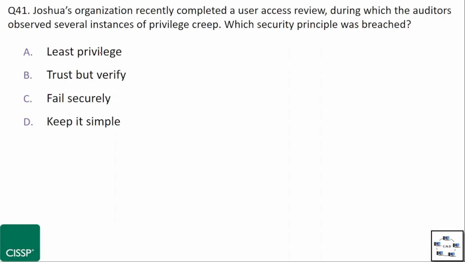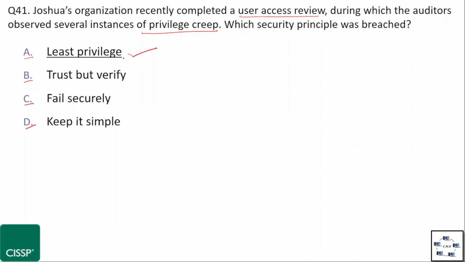Question number 41. Joshua's organization recently completed a user access review during which the auditor observed several instances of privilege creep. Which security principle was breached? Options are: option A, least privilege; option B, trust but verify; option C, fail securely; and option D, keep it simple. And the correct option is the least privilege principle.